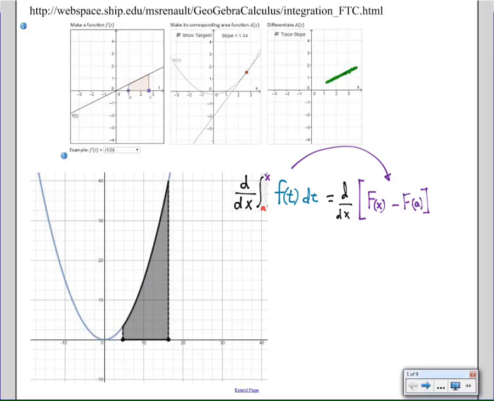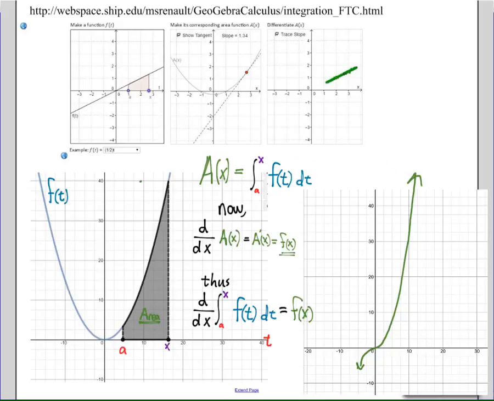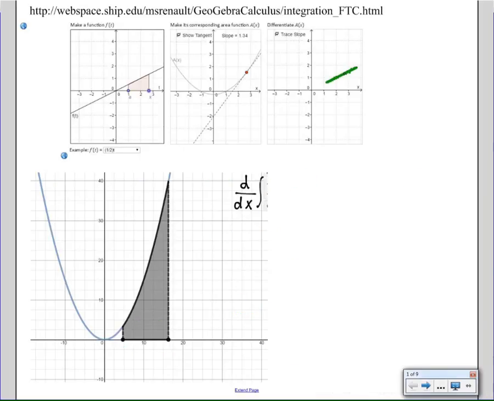Sorry, I jumped ahead of myself, so we'll get back to what I was trying to say earlier. Let's look at the mathematics and the language in a little more detail. In the previous slide, what I said was that if I take A of x and define it as the integral from a to x of f of t dt, then the derivative of A of x is just f of x. That's basically what we just discovered.